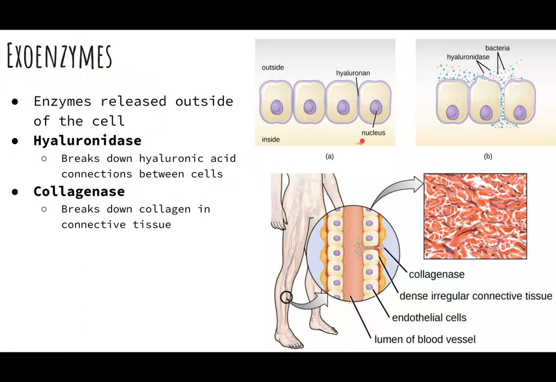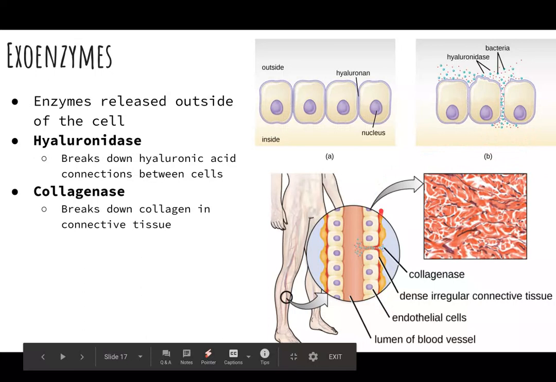So hyaluronic acid is the molecule that helps to hold nearby cells together. So remember that epithelial cells are going to form these tight connections in between each other in order to prevent bacteria from getting in between them. So bacteria are going to produce this hyaluronidase, which is going to break down this connection in between cells, so then bacteria can move in between them in order to reach the deeper layers of tissue.